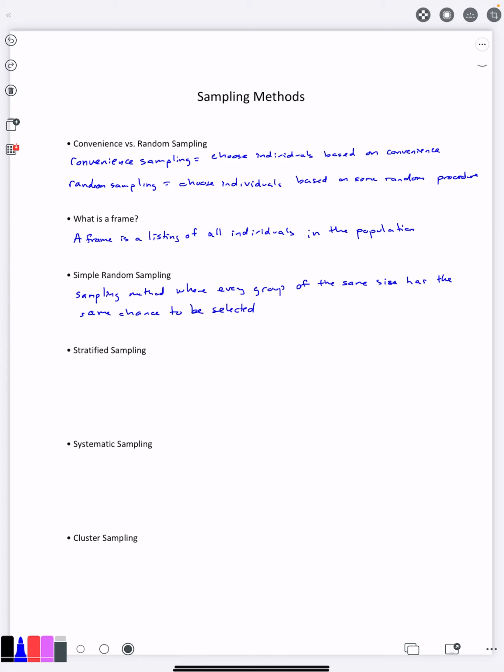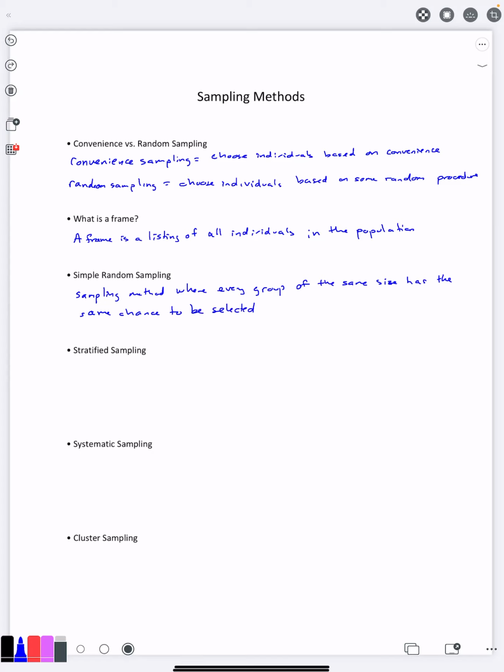It can be difficult to do because, again, you need your frame and you need to then select people randomly from your frame. But if you can make it work, that's going to be perfect. In fact, there are going to be formulas that we are going to see later on in the semester that are going to be assuming a simple random sample, because that makes the math really easy when all the groups have the exact same chance of being selected.